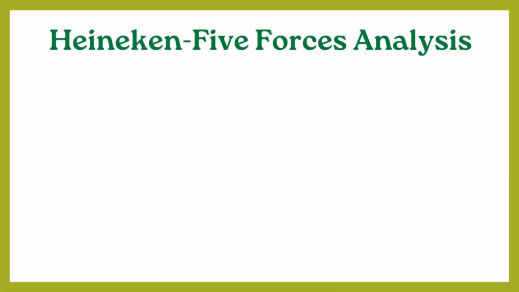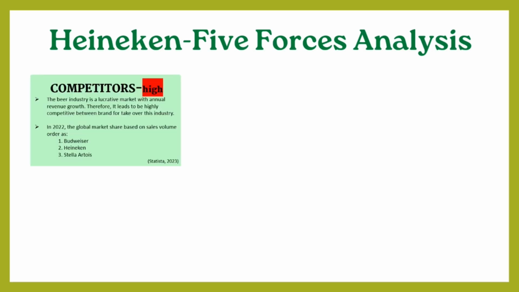So let's look at the Heineken Five Forces analysis. The first element we're going to discuss is competitors. The beer industry is a lucrative market with annual revenue growth. Therefore, it leads to high competition between brands to take over the industry. In 2022, based on sales volume, Heineken stood at number 2 position, just behind Budweiser, which is an American beer, and ahead of Stella Artois, which belongs to a Chinese company.